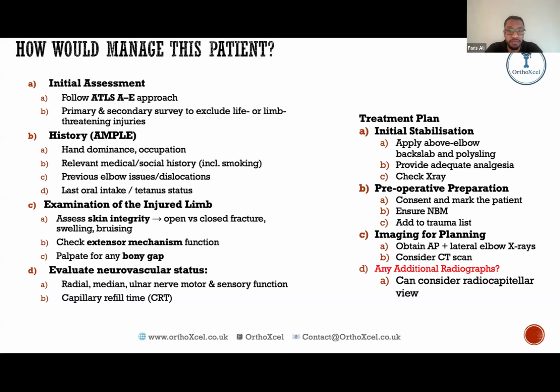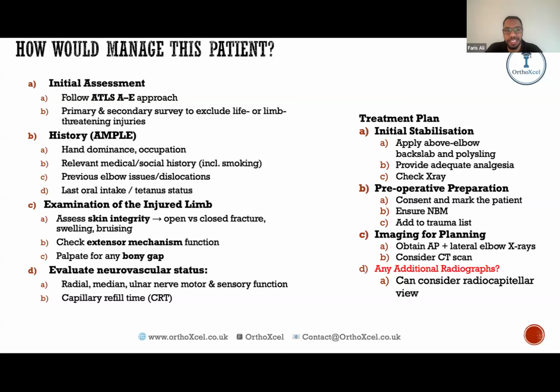Following that, I'll make sure the patient is given adequate analgesia, and I'll place him in an above elbow back slab and polysling. Then I would consent and mark the patient, keep him nil by mouth, put him on the trauma list, give him adequate analgesia and get check x-rays. So that's what I would literally say, and it should take you no more than about 15 seconds to say.